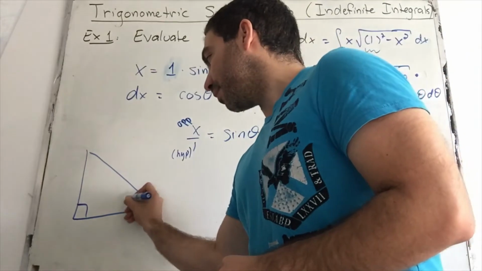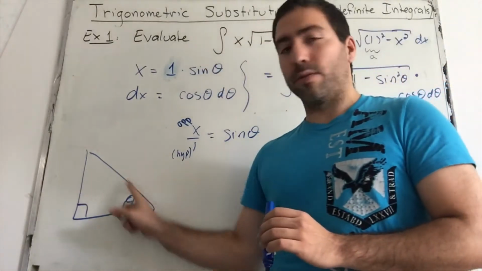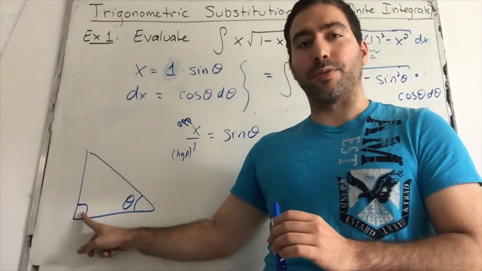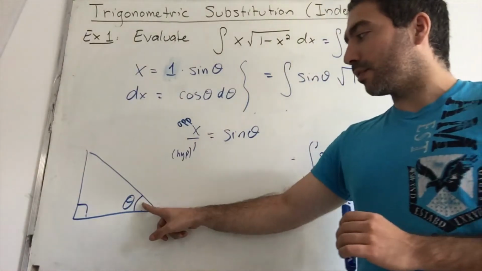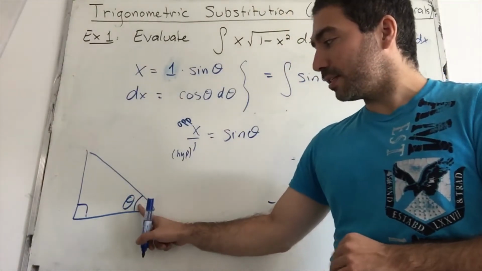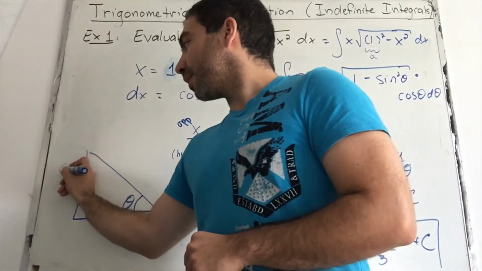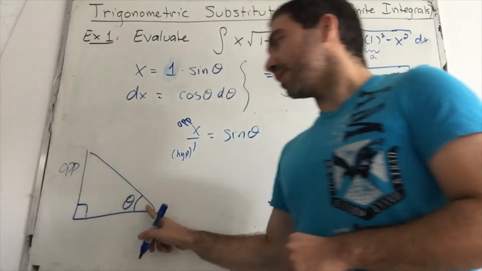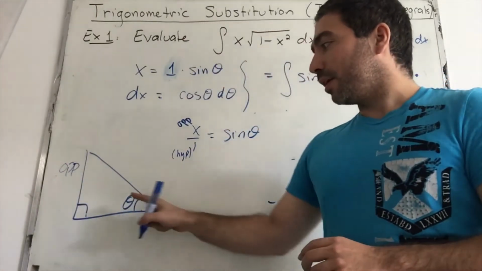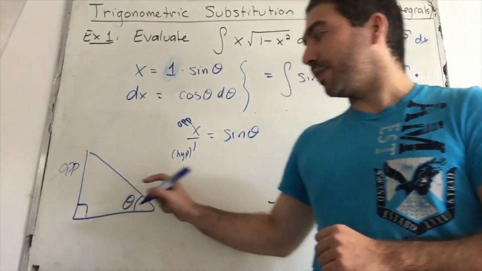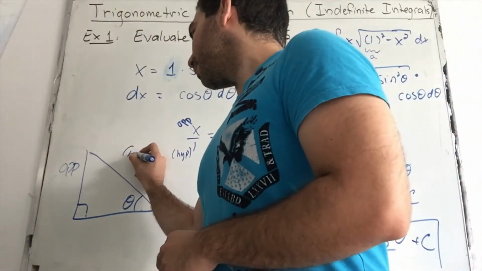Let's call this angle theta. You can use any angle as theta, it's up to you, except the 90 degree. You cannot use the 90 degree. So let's call this angle here theta. If this is the angle theta, my opposite side is here, opposite to this angle. The hypotenuse is always across from the 90 degree. This is the longest side, so we call this the hypotenuse.